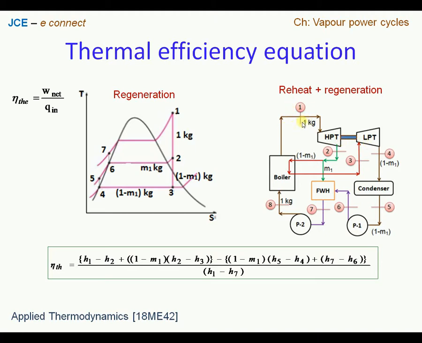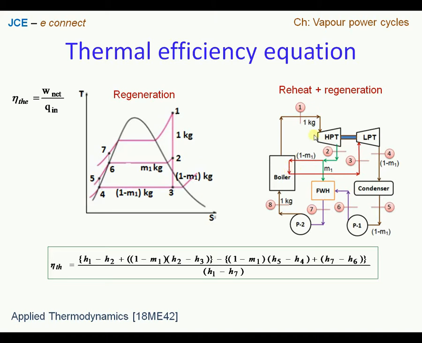Let us now consider 1 kg of steam being supplied to the high pressure turbine, where the steam is going to get expanded and work will be done by the high pressure turbine, and 1 kg of working fluid will be available at section 2. From 1 kg, some small portion of steam, that is M1 quantity, will be directed to the feed water heater or regenerator, and the remaining portion, that is 1 minus M1, will now be directed to the boiler again for the reheat process. So this is happening at a different pressure.